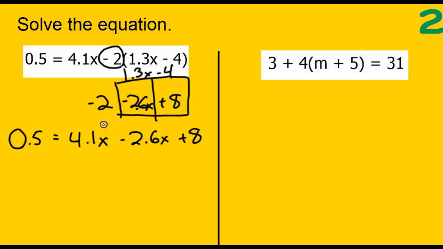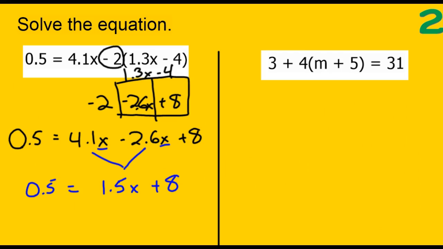Second step is to look to see if we can combine. I see an x here and an x here, so I can combine those two. 4.1 minus 2.6 is going to give us a 1.5x plus 8 equals 0.5.